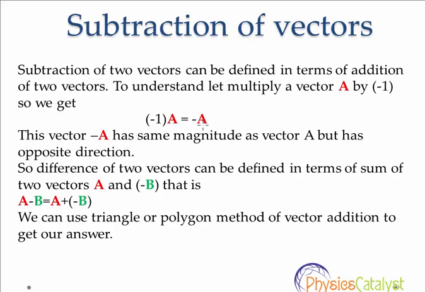Now we move on to subtraction of vectors. Subtraction of two vectors can be defined in terms of addition of vectors. For this, consider a case when we multiply a vector, say A, by minus 1. So, minus 1 into A is equal to minus A. And this minus A is by definition a vector that has the same magnitude as vector A but has opposite direction. So here the difference of two vectors, A minus B, can be defined in terms of the sum of two vectors A and minus B. That is, A minus B is equal to A plus minus B. And we can use the triangle or polygon method of vector addition to get our answers.